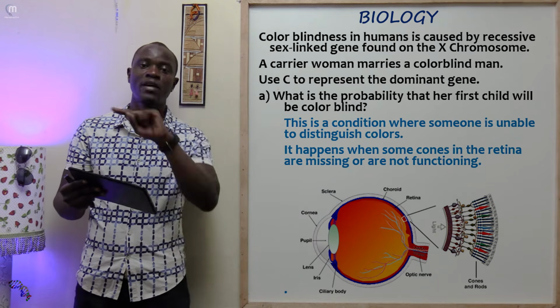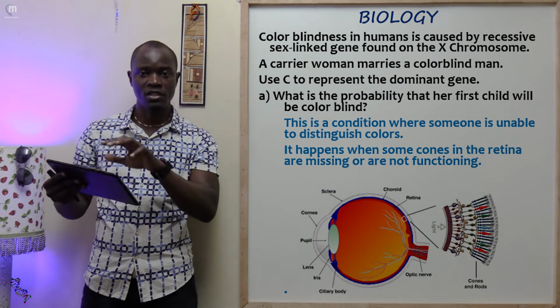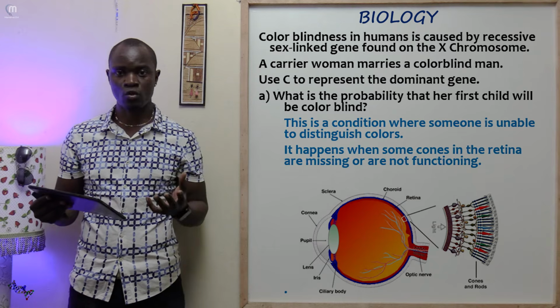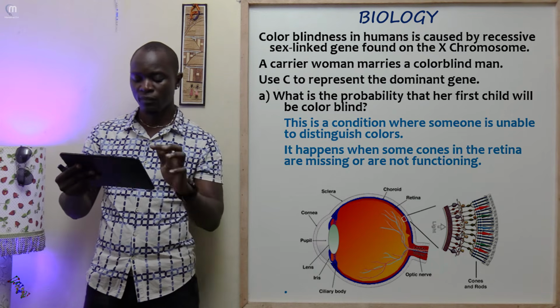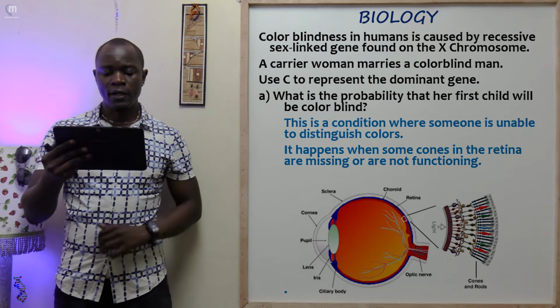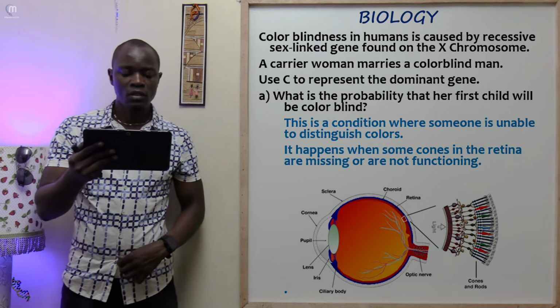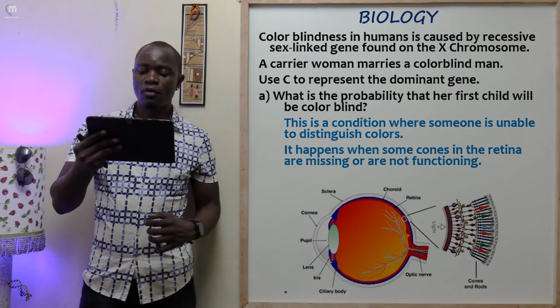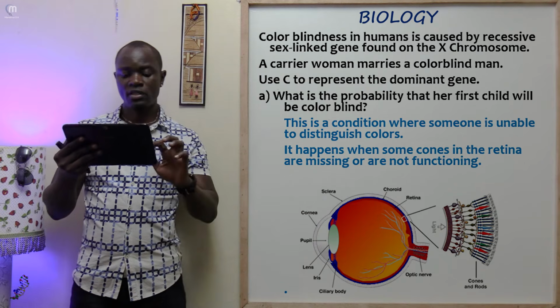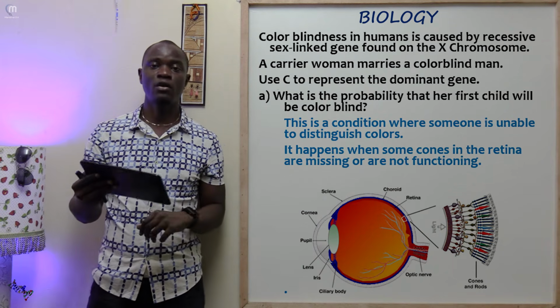So use capital C to represent the dominant gene. It means that if capital C represents the dominant gene, small c is going to represent the recessive gene. Now, the first question is asking, what is the probability that the first child will be colorblind?